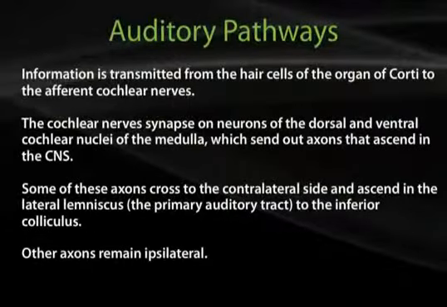Information is transmitted from the hair cells of the organ of Corti to the afferent cochlear nerves. These cochlear nerves synapse on neurons of the dorsal and ventral cochlear nuclei of the medulla, which send out axons that ascend in the CNS. Some of these axons cross to the contralateral side and ascend in the lateral lemniscus, which is the primary auditory tract, up to the inferior colliculus. However, other axons remain ipsilateral.